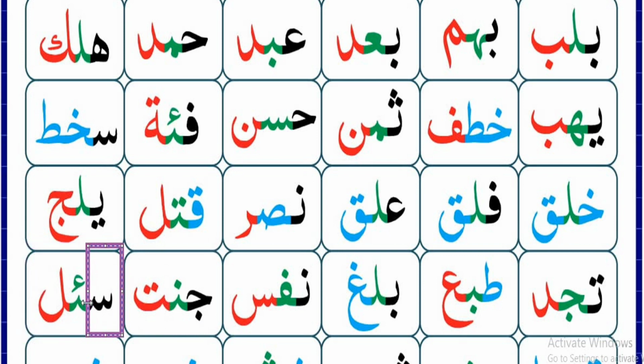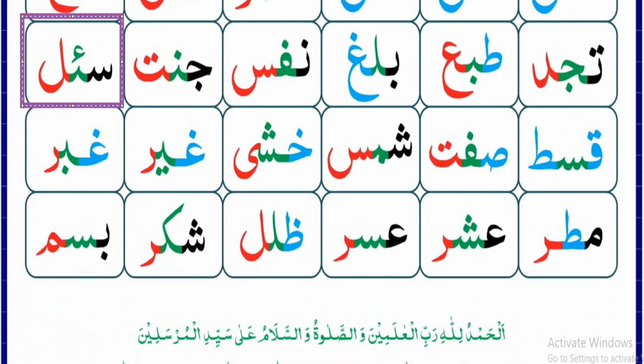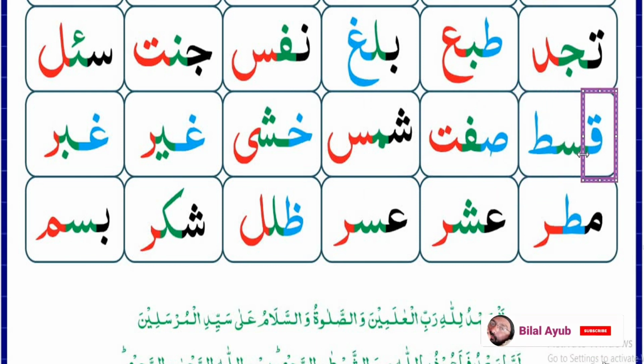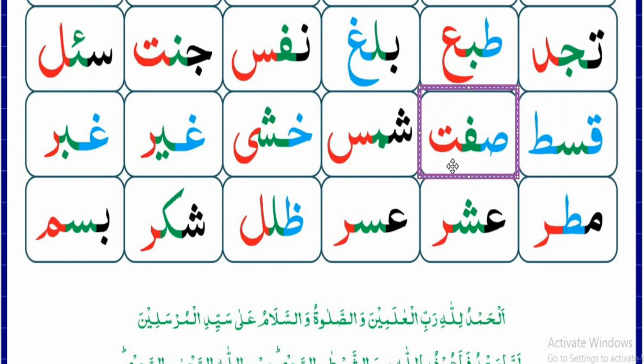Seen, hamza, lam. That is qaf, sin, twa. Sad, fa, ta. Sheen, mim, sin. Kha, sheen, ya.